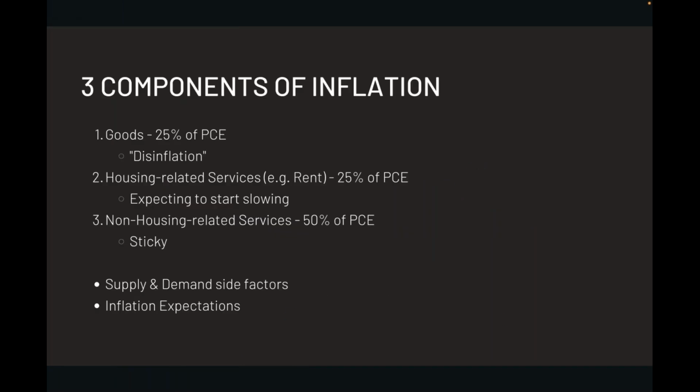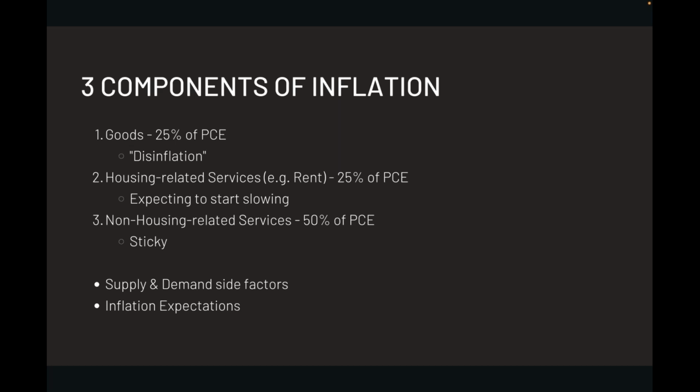So what makes up inflation? If you watch the Fed's FOMC conference, Powell actually is very specific about the different types of inflation the Fed is watching, and that's very crucial to how the Fed acts in the next few months. So the first one is goods, which makes up 25% of PCE.